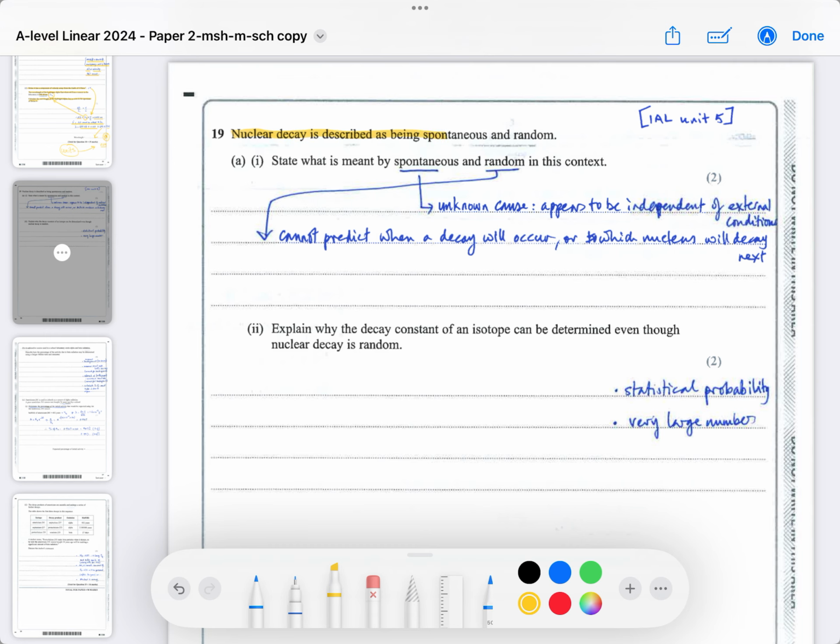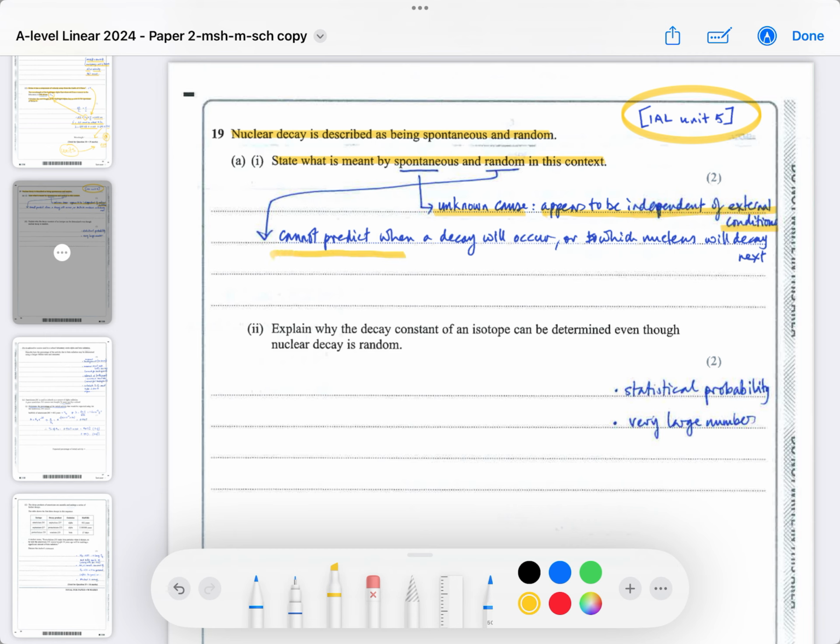Nuclear decay is described as being spontaneous and random. Okay, so nuclear decay is the year 13 topic, so in IAL it will be in unit 5. State what is meant by spontaneous and random in this context. I think it's quite a difficult question because in English they mean something similar. So spontaneous means we don't know the cause. Yeah? It appears to be independent of external conditions. Very difficult, I think. But once you've done it once, you need to make sure you've got notes on this.